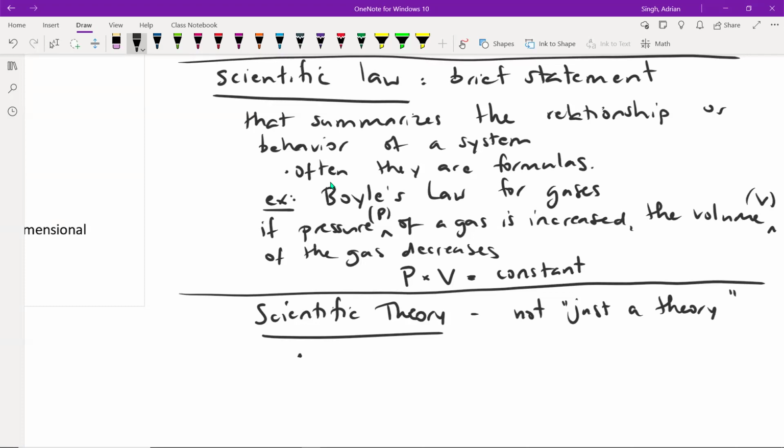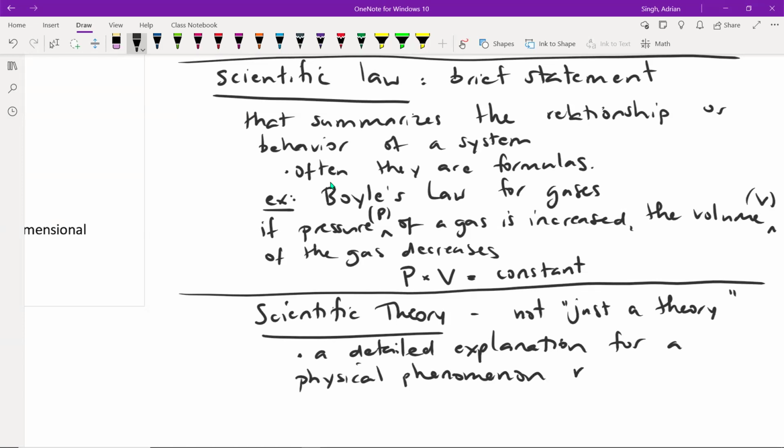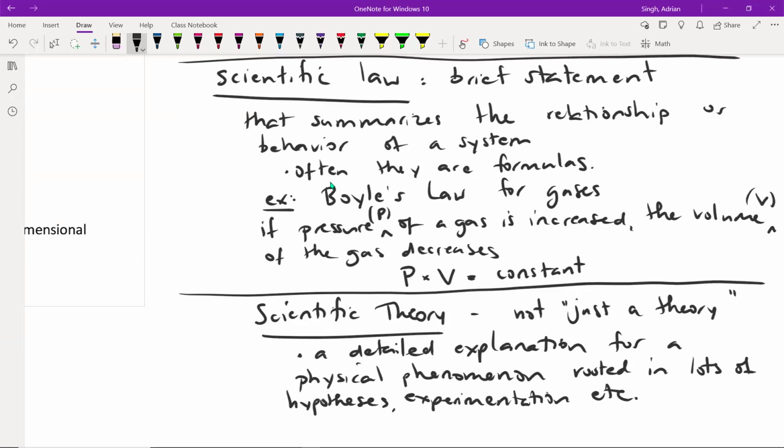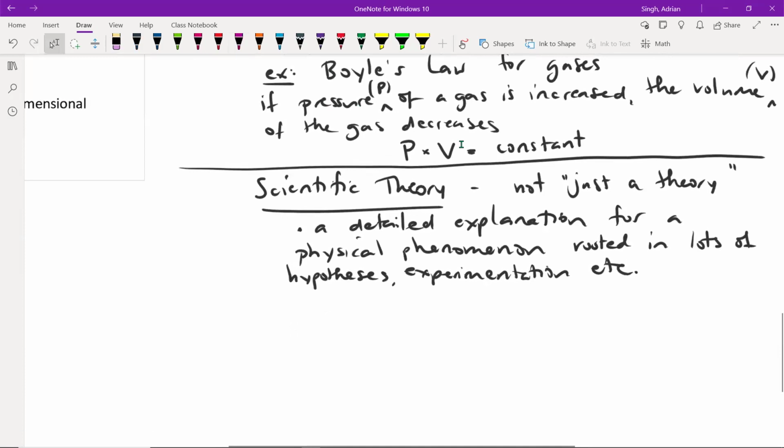Okay, a scientific theory is a set of explanations, or a detailed explanation, for a physical phenomenon rooted in lots of hypotheses, experimentation, etc. Okay, so when you're studying something and you hypothesize, you do several experiments and you gather a bunch of data and you draw your conclusions, eventually you get so much information that you can develop a scientific theory, okay, which is now an explanation for whatever it is that you're studying.